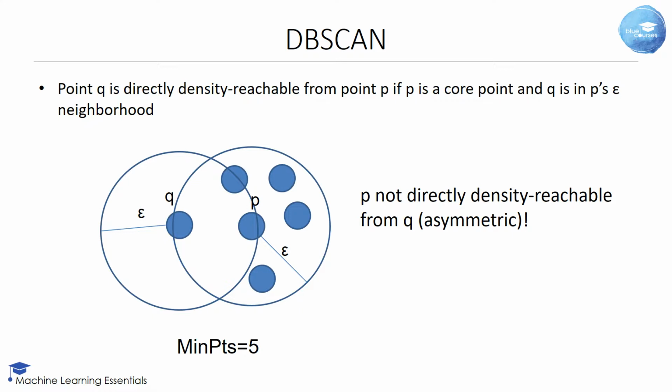A point Q is directly density reachable from a point P if P is a core point and Q is in P's epsilon neighborhood. Note that P is not directly density reachable from Q, and the measure is asymmetric.